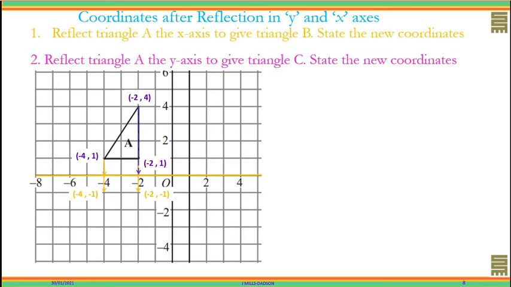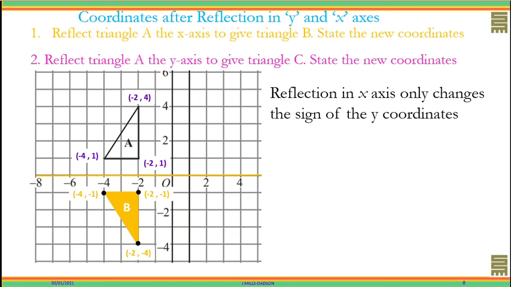The last point is (-2, 4), which becomes (-2, -4). So the y-coordinate changed from 4 to -4. That tells you that when you reflect in the x-axis, the x-coordinate stays the same and only the y-coordinate will change sign. So you can sort of imply what will happen when you reflect in the y-axis. Let's see what will happen. So reflection in the x-axis only changes the sign of the y-coordinate, like I said.